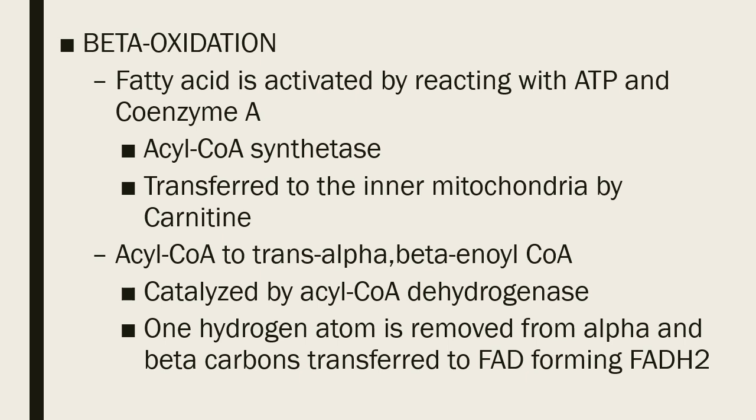And so what is your alpha carbon? That is the carbon that is next to your carbonyl carbon, and the beta is next to your alpha carbon. So in the conversion of acyl CoA to trans alpha beta enol coenzyme A, one hydrogen atom is removed from both your alpha and beta carbons. And where do these hydrogens go? They are transferred to your FAD, your flavin adenine dinucleotide, forming your FADH2.